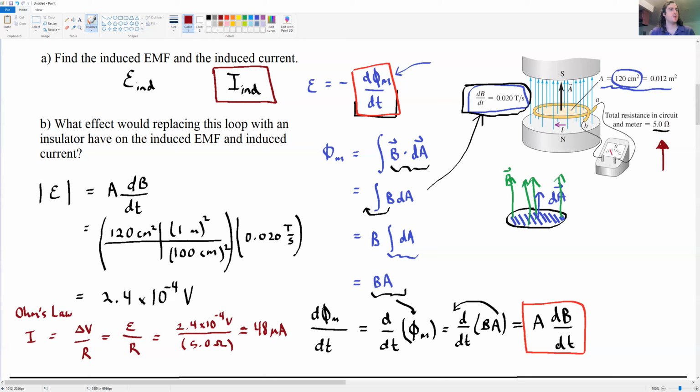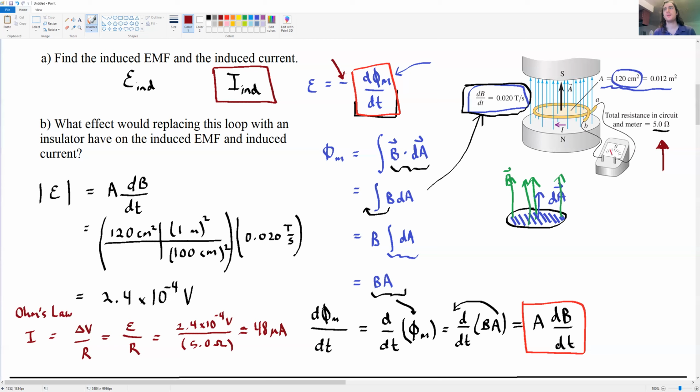Okay, so questions about that one? I think that one's pretty straightforward. Give me a thumbs up if we're good to now talk about part B. Okay. So we'll talk about part B, and then we're going to come back to this minus sign here. I haven't forgotten about this minus sign. That minus sign is Lenz's law, right? So let's talk about part B.